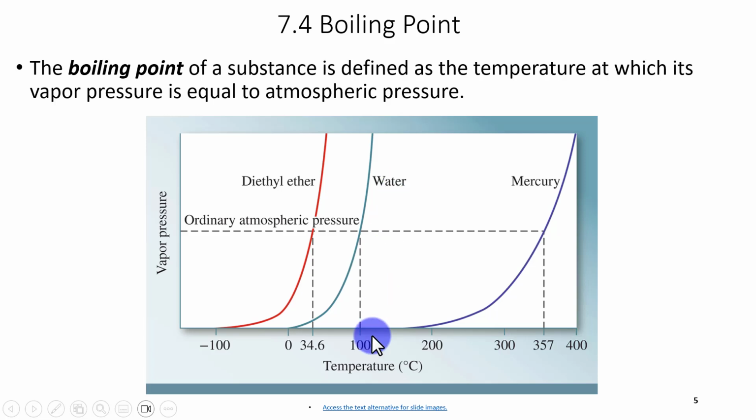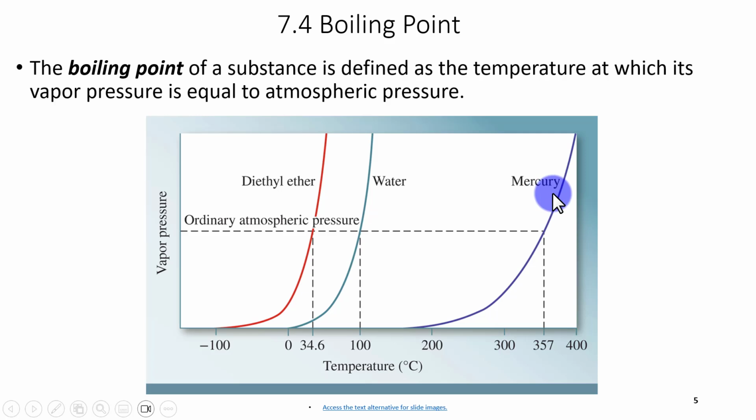For water, we know that water boils at 100 degrees. Why is that? Because that's when the vapor pressure of water becomes equal to the atmospheric pressure. And we can argue the same thing about mercury, except mercury is at 357.